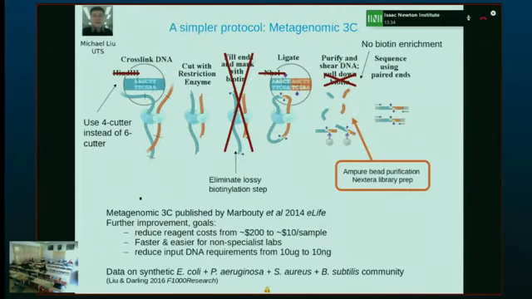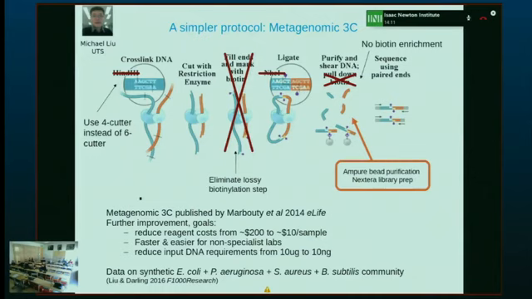Now, these protocols, as I mentioned earlier, are quite complicated, and there was a paper that appeared a few months after ours that introduced some nice simplifications to these protocols. This is called metagenomic 3C, or meta 3C. The main differences are that instead of using restriction enzymes that have a 6-base recognition site, they use 4-base recognition sites. And they skip the biotinylation enrichment and just sequence the DNA right after proximity ligation. And surprisingly, this actually works.